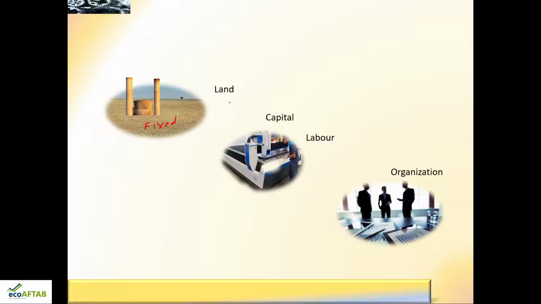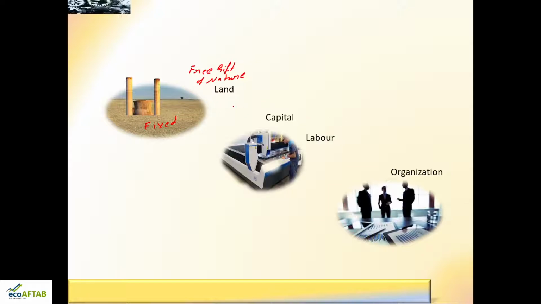So friends, what is this land? This land is the free gift of nature. We have not produced it, it is available to us by nature. So the supply cannot be increased or decreased, only its ownership rights can be changed from one person to another person. Then there is capital.